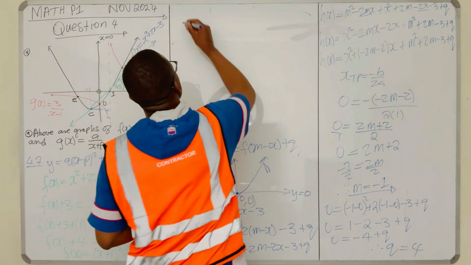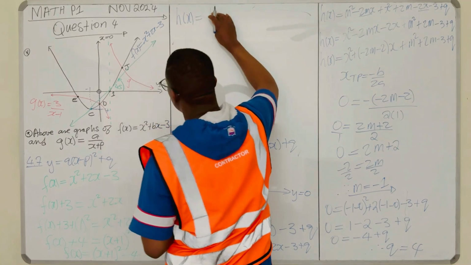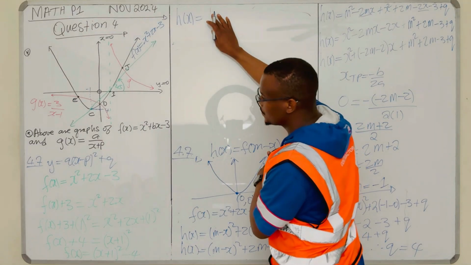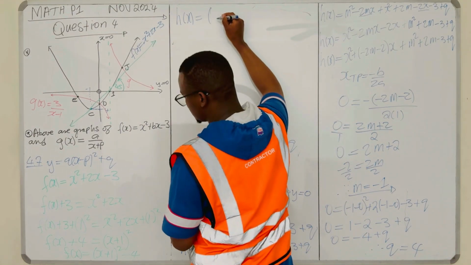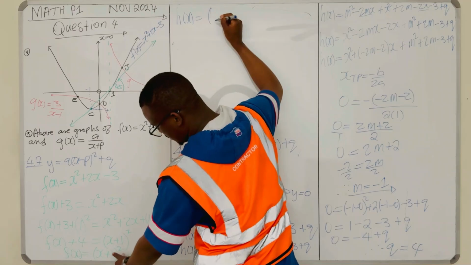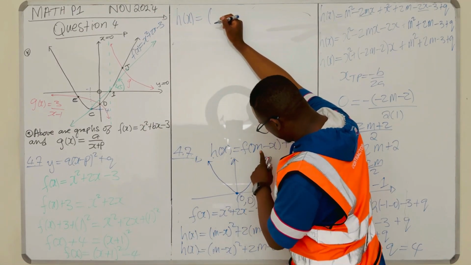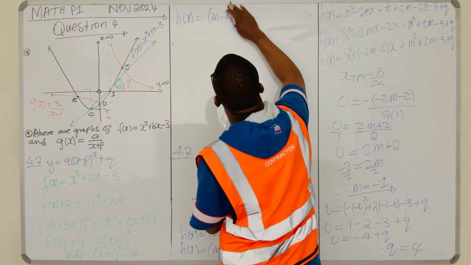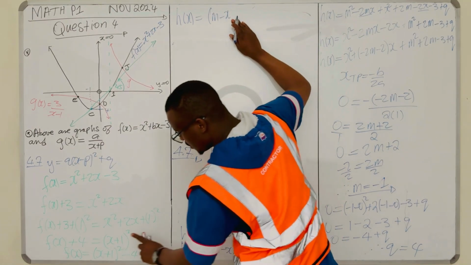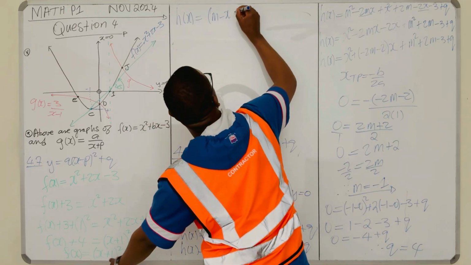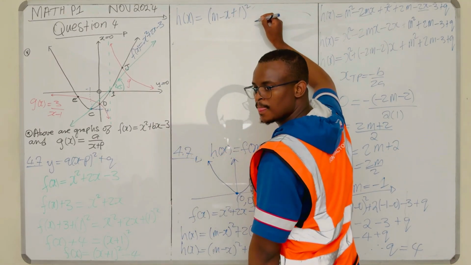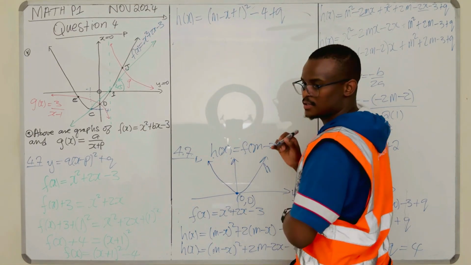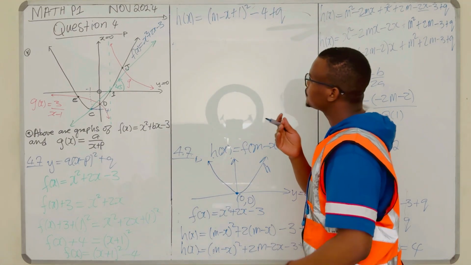So, h of x is equal to f at m minus x. So it's going to be left bracket, and in the place of x we're going to put this m minus x. Are you clear? Going to put this m minus x in the place of x, and then you say plus 1, plus 1, all squared, minus 4, and then you add that q at the end. Are you with me?